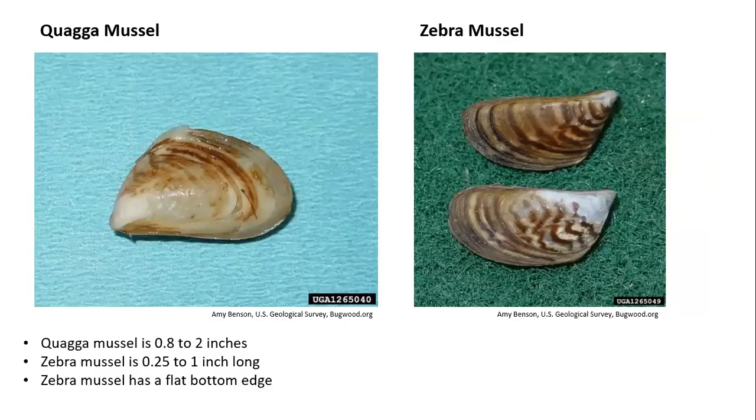And then quagga mussels and zebra mussels. You're probably going to see these as well. They can sometimes be hard to tell apart, but the quagga mussels are a little bit bigger than the zebra mussels. And the zebra mussels usually have a flat edge to them. So they can kind of almost stand up straight if you try to lay them flat, whereas the quagga mussel is going to tip over because it doesn't really have that flattened bottom.